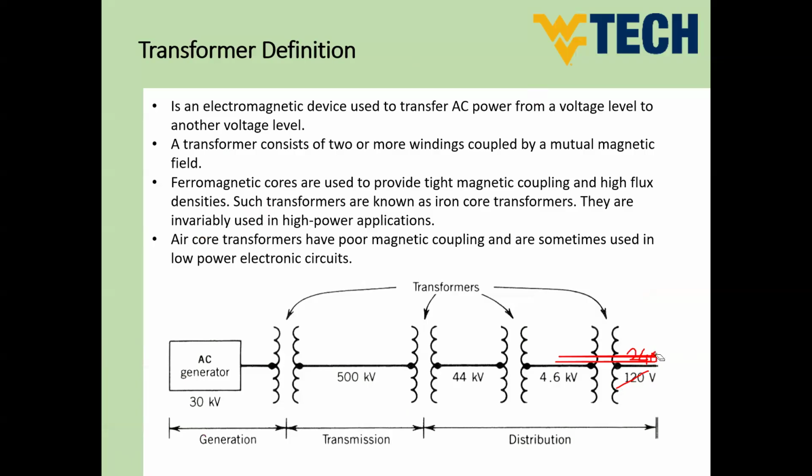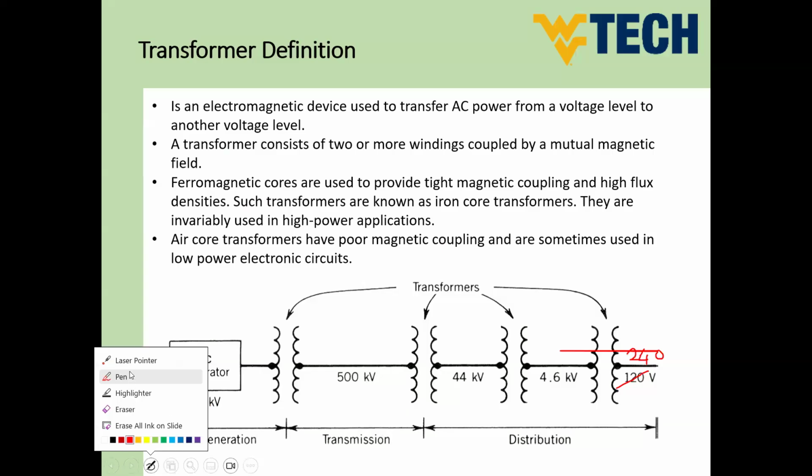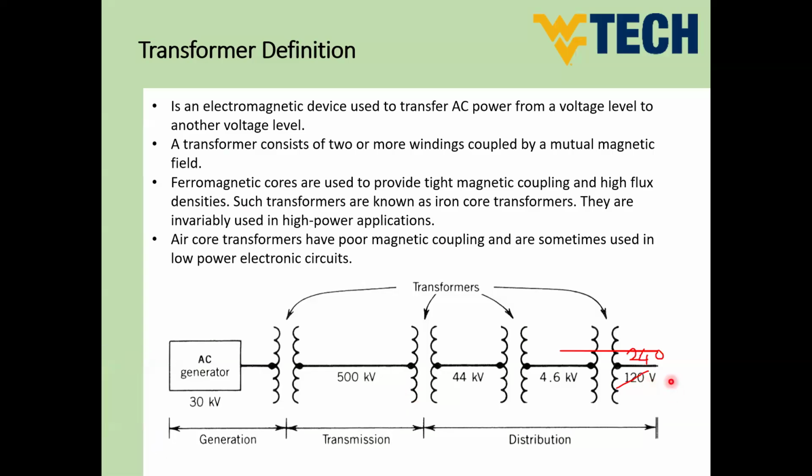So 240 is a reasonable line-to-line value we may have in our network. Okay, so this is the voltage level we may have now. So a first question: why do we have many levels in the distribution network?